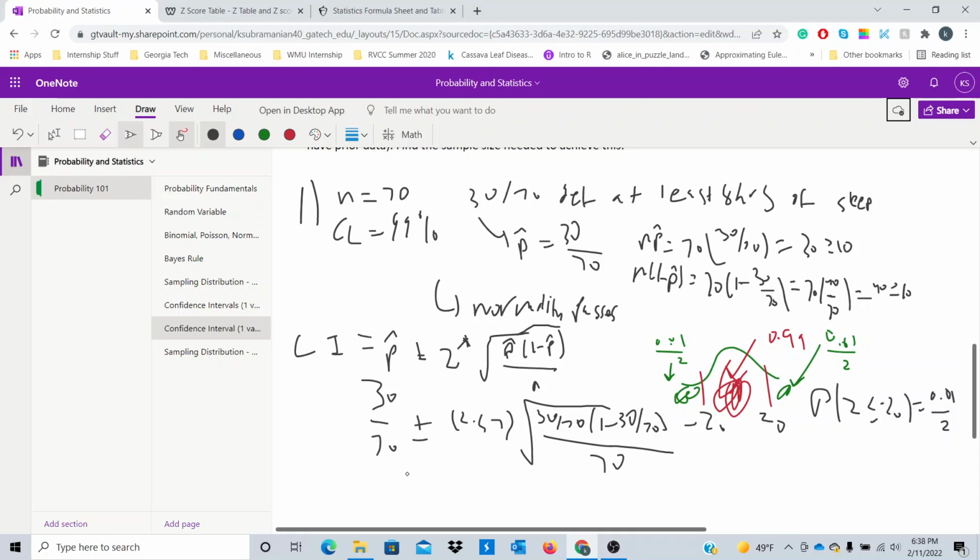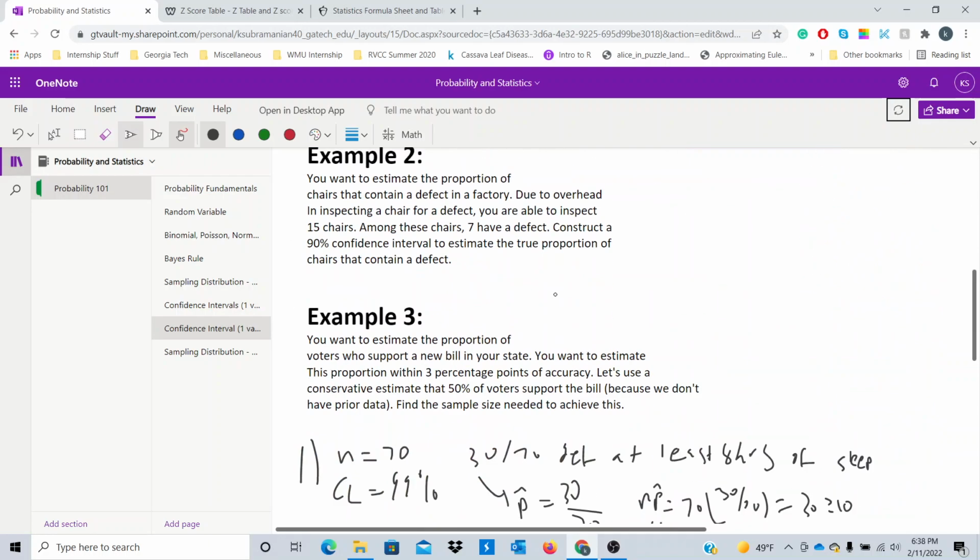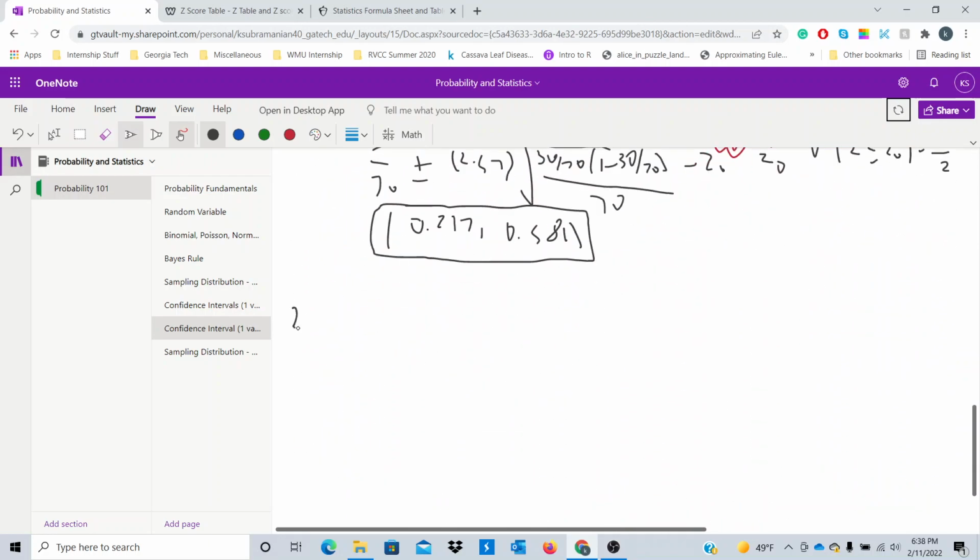So it looks like our interval comes out to be approximately 0.277, comma 0.581. So this is our confidence interval estimating the true proportion of teenagers who get at least 8 hours of sleep. This problem doesn't sound too bad. It's all a matter of using this formula, getting all the terms you need, and simply making a substitution. All right, we move on to example 2.